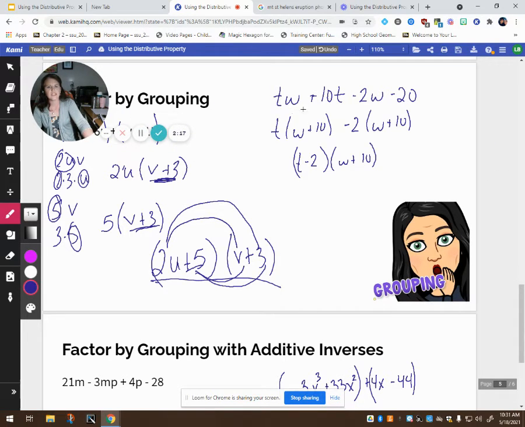Okay, so I looked at this, I saw that both of these terms were divisible by t, so I pulled that t out, and that left me with w plus 10. I looked here and said, okay, both of these are divisible by negative 2. So if I pull out a negative 2, I'm left with w. Negative 20 divided by negative 2 leaves me with a positive 10, and voila, I have the same thing. So I rewrote it as t minus 2 times w plus 10.